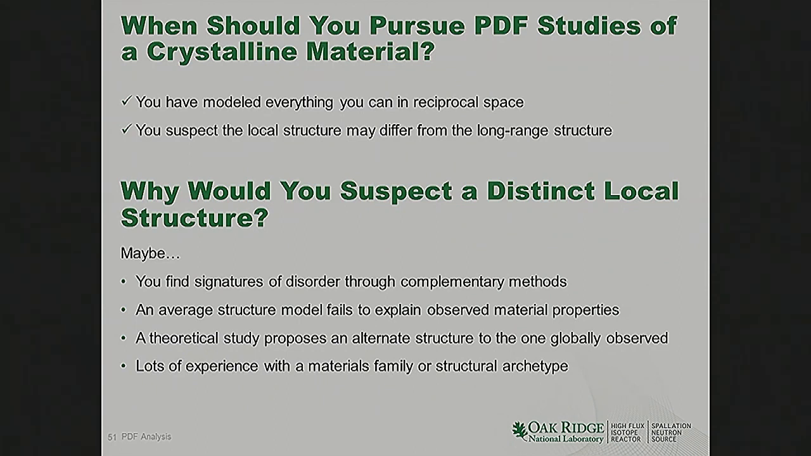You start out by modeling everything you can with the Bragg scattering type approaches. And then if you have some unexplained structure-property relationship, or you suspect that local structure might explain some difference in your materials, you should go do PDF. Different things might suggest this, such as complementary methods like NMR and other spectroscopies. The average structure fails to explain properties. Maybe the theory work that you do shows a different ground state than you observe at low temperatures, those kinds of things.